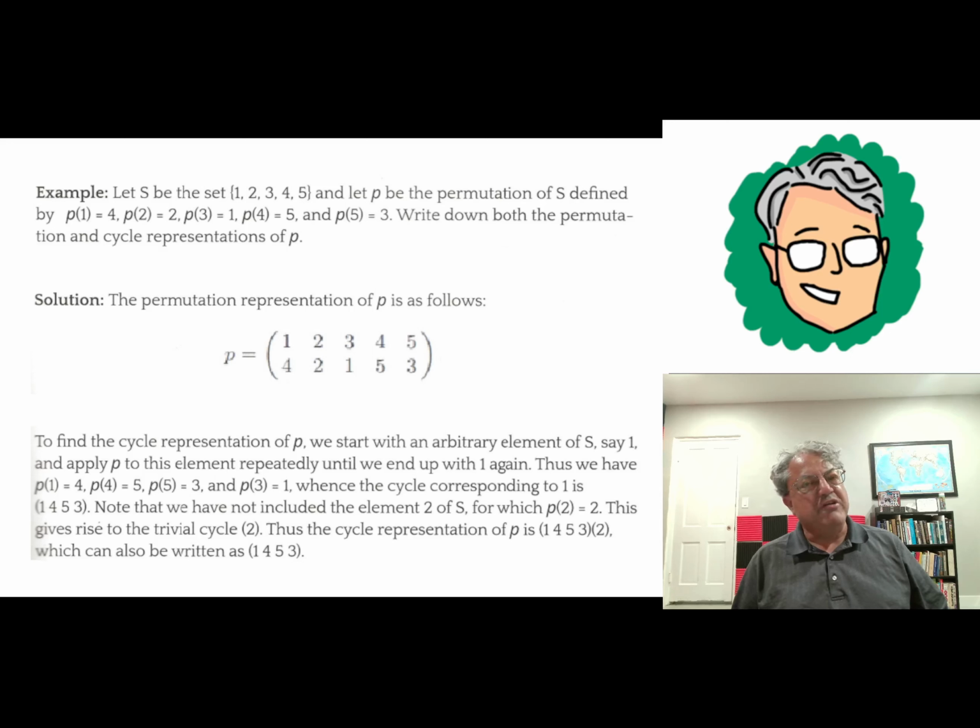But you don't have to write the fixed points if you don't want. I mean, sometimes we do that. Sometimes it's nice to do that, but we don't have to. So another way we could write this permutation is just the cycle 1, 4, 5, 3. There's only one non-trivial cycle, if you like. So that's how you would represent this permutation P, both in permutation representation and in cyclic representation.